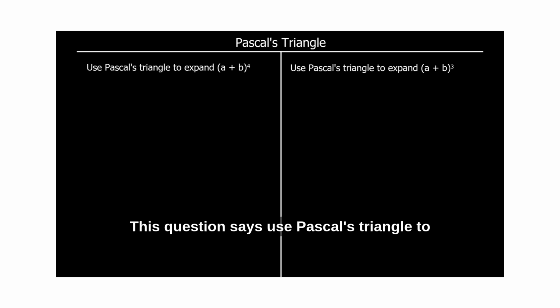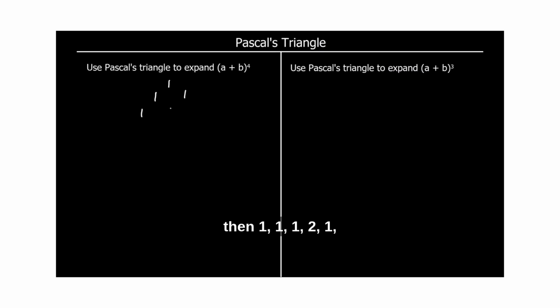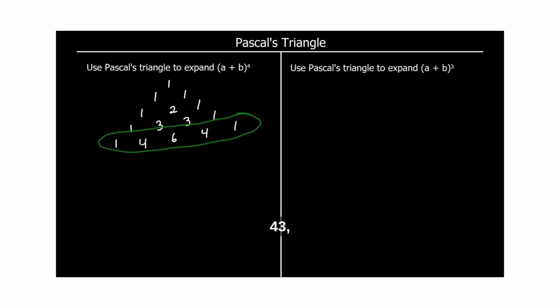This question says use Pascal's triangle to expand (a + b) to the power of 4. So Pascal's triangle is 1, then 1, 1, 1, 2, 1, 1, 3, 3, 1, and 1, 4, 6, 4, 1. So the power of 4 is this line here, the one with the 4 as the second number, and it's actually the 5th line down. So 1, 2, 3, 4, 5, the 5th line down. So (a + b) to the power of 4.